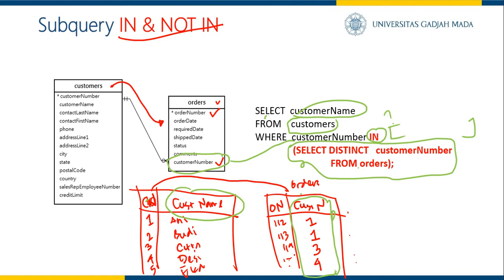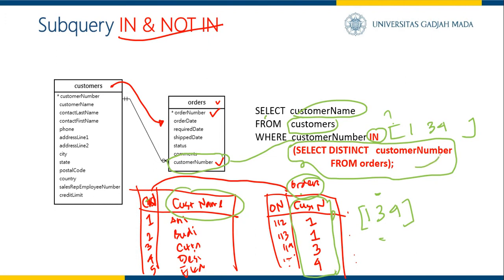Why I use DISTINCT is because I want to get the unique values. I don't want to get duplicates, so I use DISTINCT. So the result will be 1, 3, and 4. This is the data, the records that I get from SELECT DISTINCT customer number from the orders table. Now I get 1, 3, 4, 1, 3, 4. So I can do the full query.